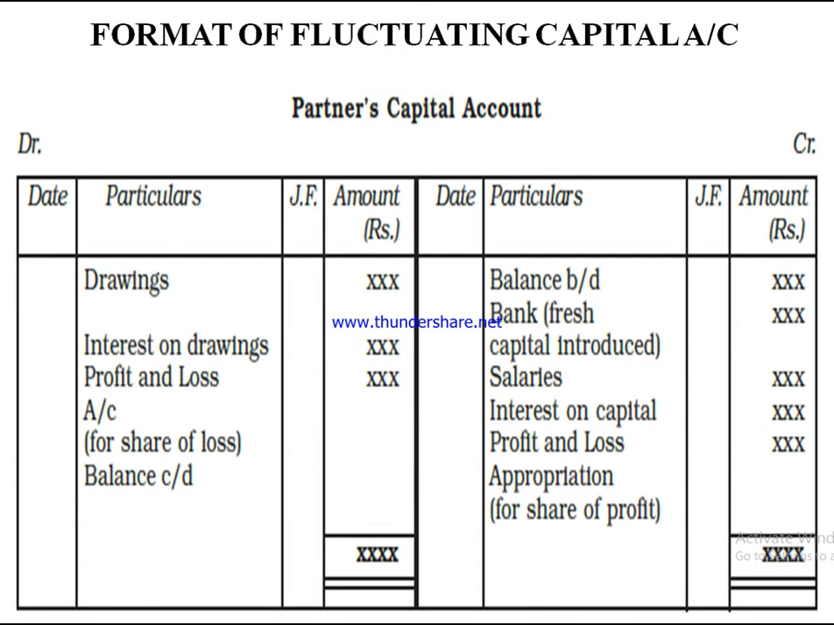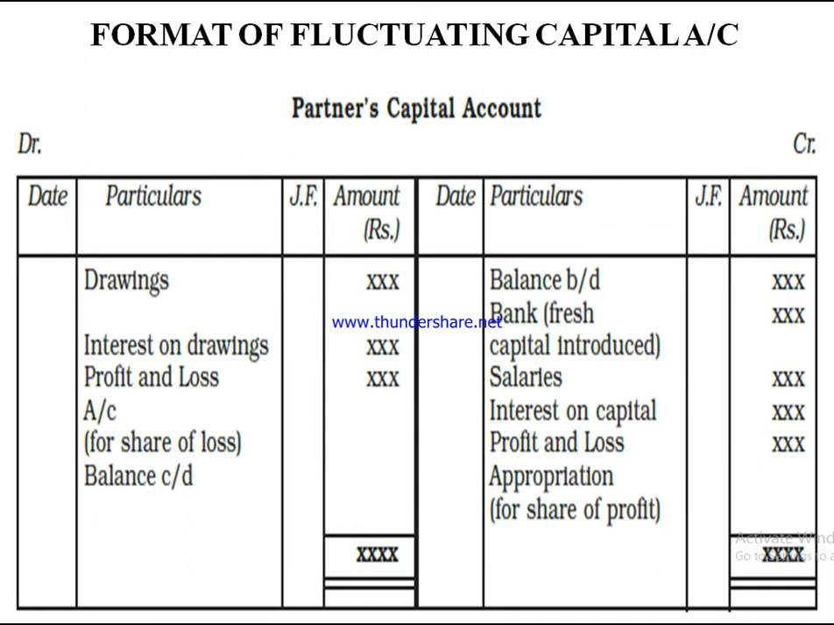Here, in the case of fluctuating capital method, we prepare only a single account. All the transactions related to the partners are shown in this single account. First of all, we have to mention the debit side and credit side, then date, particulars and amount column on the debit side, and on the credit side also date, particulars and amount column. Again I told you, what is beneficial for the partner will be shown on the credit side, and any expenses or losses will be shown on the debit side.